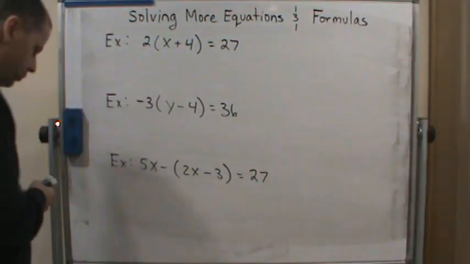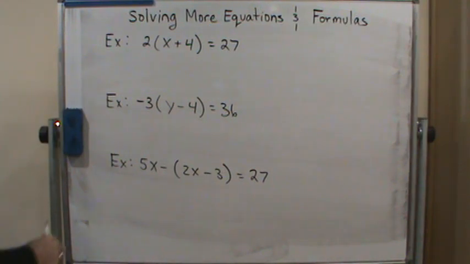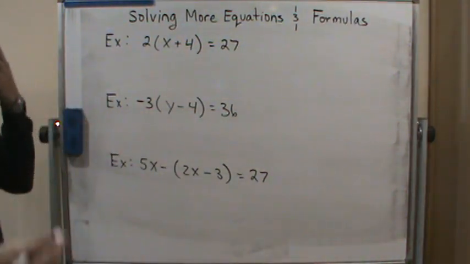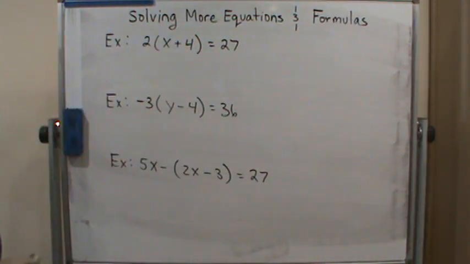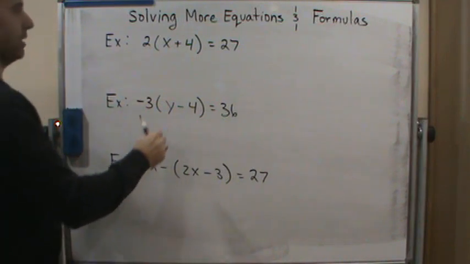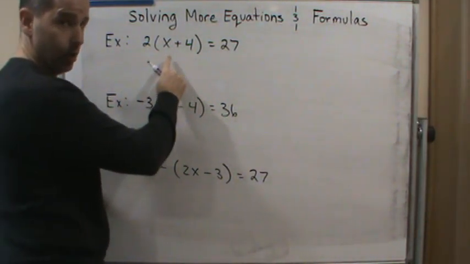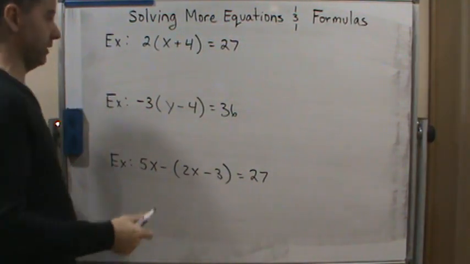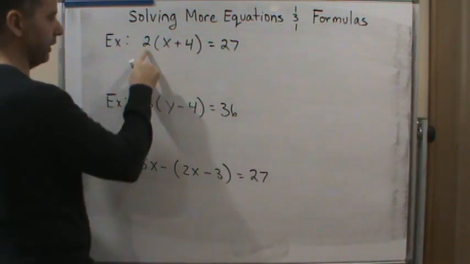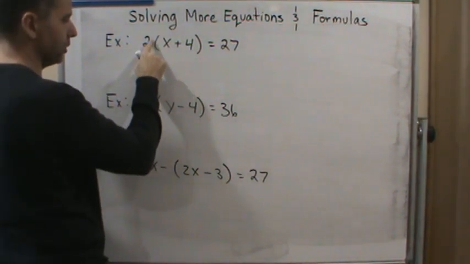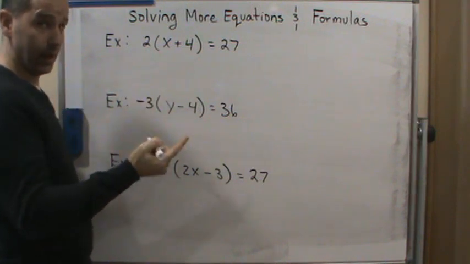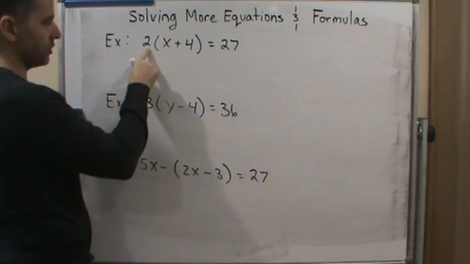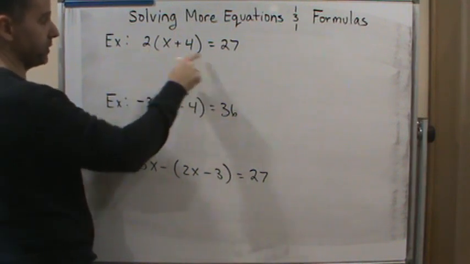So again, let's start with the first one. And the first one, we have 2 times the quantity x plus 4 equals 27. So again, we use the rules and we apply them. And we want to isolate x on one side of the equal sign and then all the other numbers, all the constants on the other side. So again, the first thing we're going to do is we're going to divide. We got to get rid of that 2 and we're multiplying, right? So the inverse operation of multiplication is division. So in order to make this 1, we have to divide both sides by 2, right?